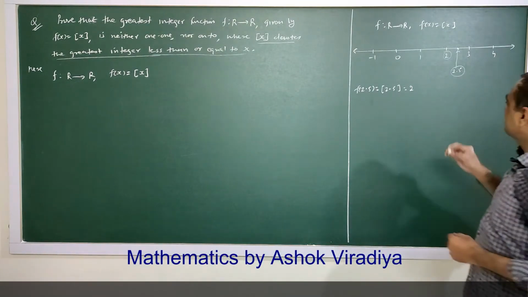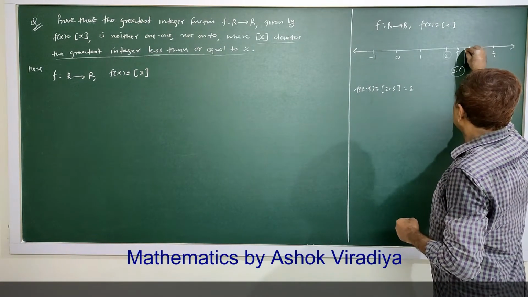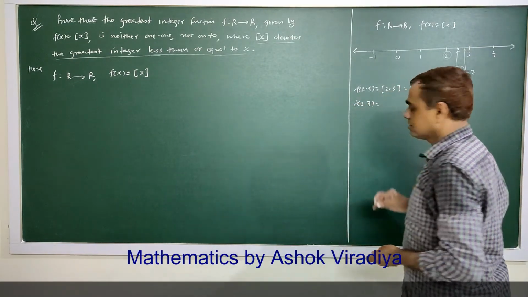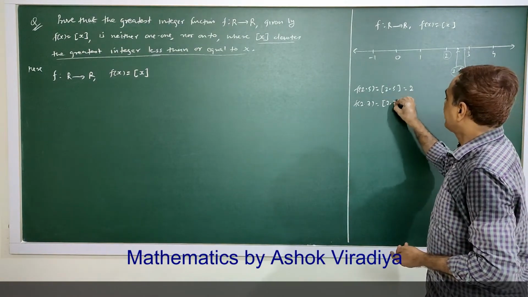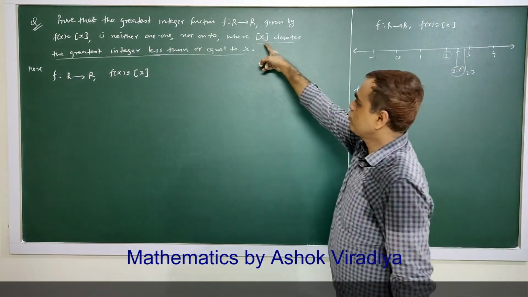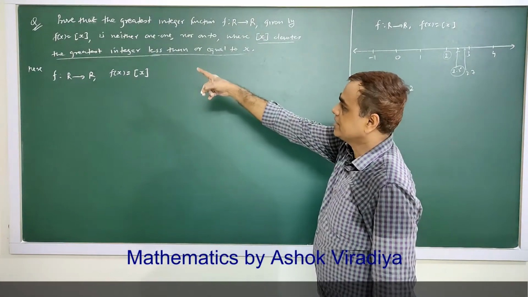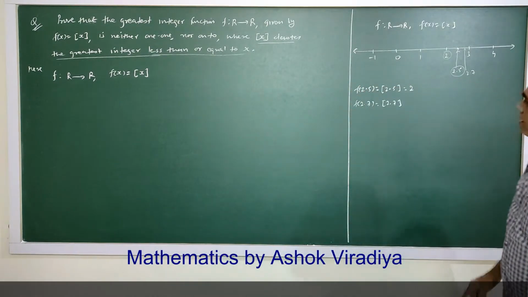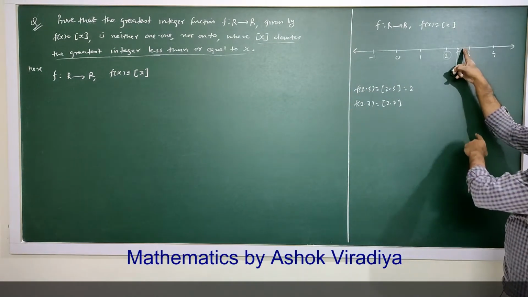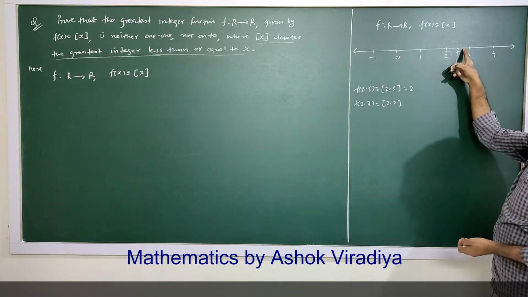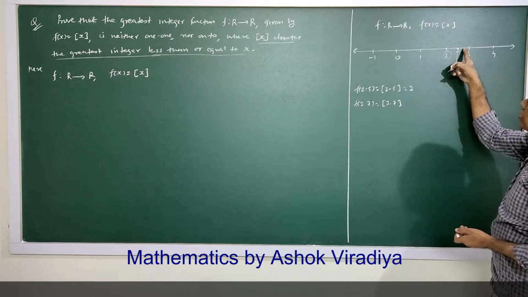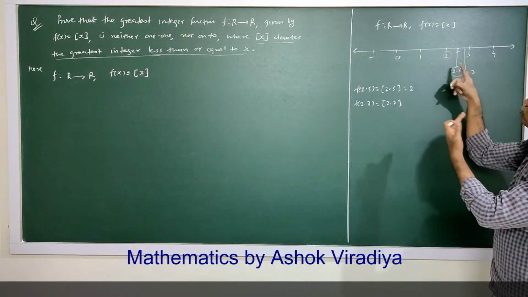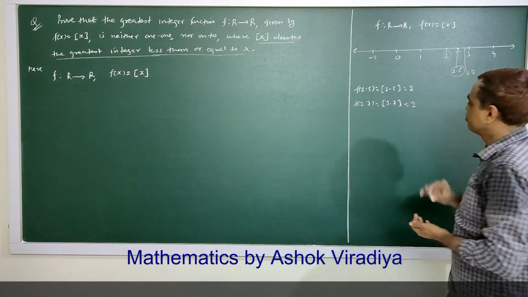If you take 2.7, this is 2.7, f of 2.7, so box value of 2.7 is the greatest integer less than or equal to 2.7. So take the first integer on the left. So 2 is the greatest integer less than 2.7. So its value is also 2.